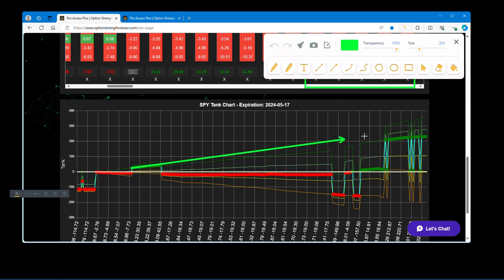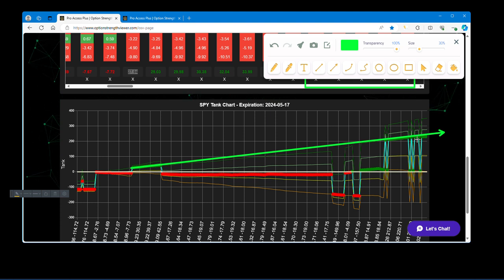You see how this is like to the T, right? That direction is exactly to the T. So yeah, and meanwhile you've got this, and it's really just flat. There's no put strength growing.